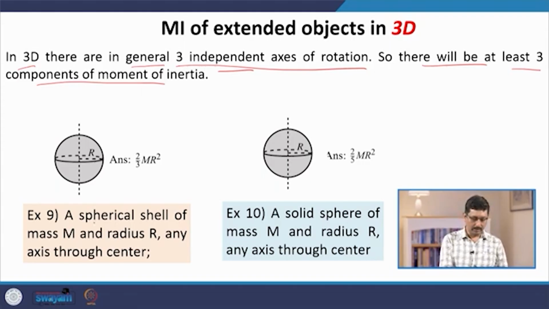Let us first take a spherical shell of mass m and radius r, and we take the axis of rotation as any diameter, that is, any axis passing through the center of the shell. In this case, one can calculate the moment of inertia easily by applying the definition that we have discussed so far.